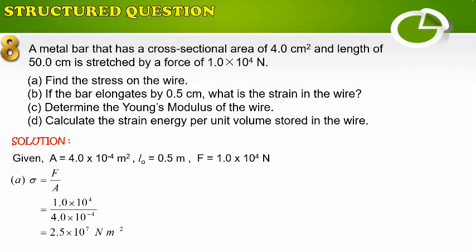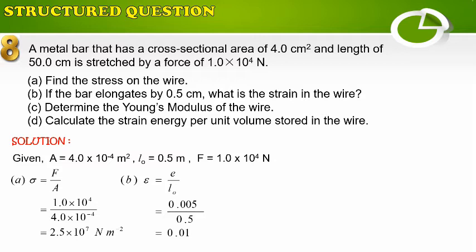We substitute the value and we get that the stress is equal to 2.5 times 10 power of 7 Newton per meter square. For question number 8b, if the bar elongates by 0.5 cm, what is the strain in the wire? So to calculate the strain, we use the equation of strain, which is elongation over initial length, and you will get the strain, which is equal to 0.01.